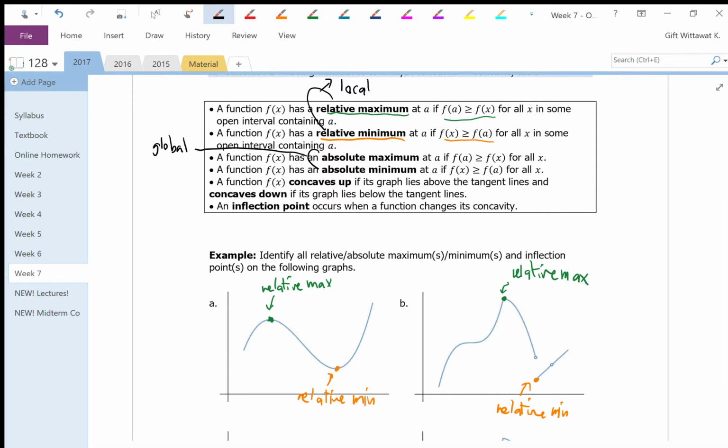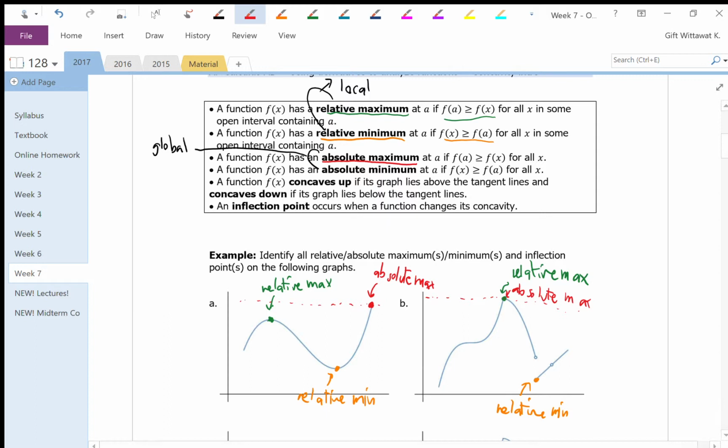So what is global min and max anyway? The global max is going to be the highest possible function value, and that can occur at an endpoint. So for the first graph, the absolute max would be here. Again, if you have the graph, the absolute max would be basically the highest function value of the graph, the highest point on the graph. For the second graph, the absolute max would just so happen to be the same as the relative max. So you get the same point there.